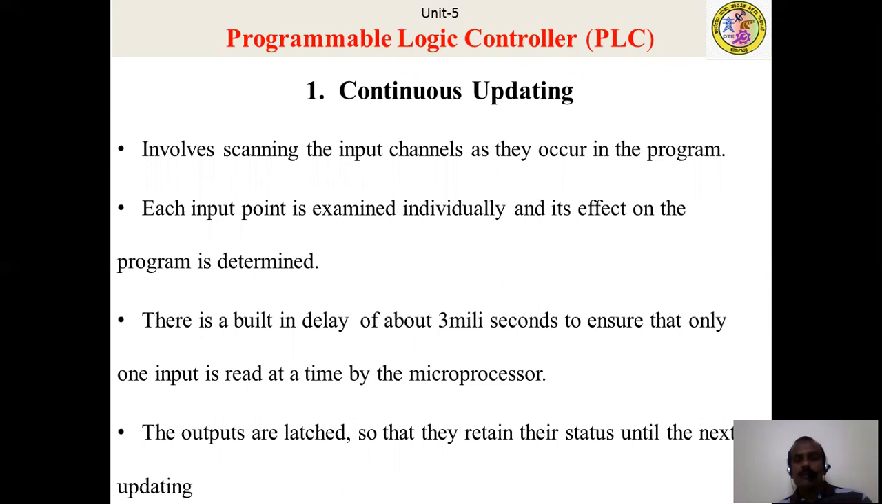Continuous updating involves scanning the input channels as they occur in the program. Each input point is examined individually and its effect on the program is determined. A built-in delay of 3 milliseconds is there to ensure that only one input is read at a time by the microprocessor. The outputs are latched so that they retain their status until the next update.